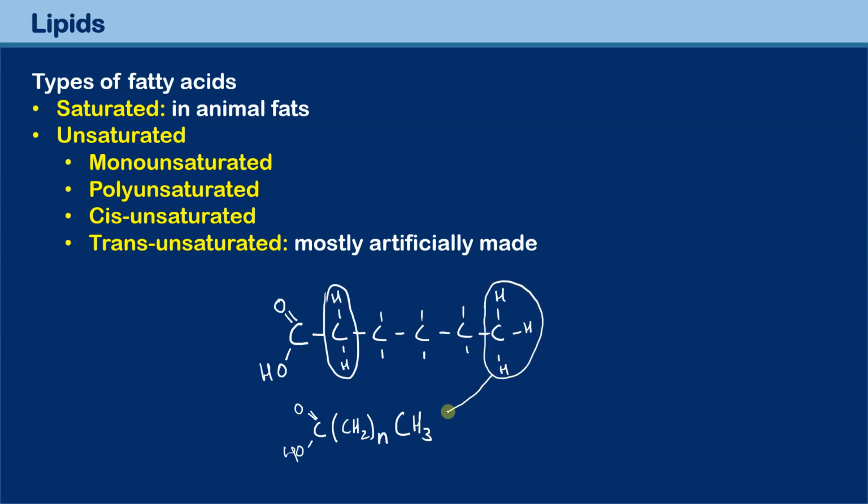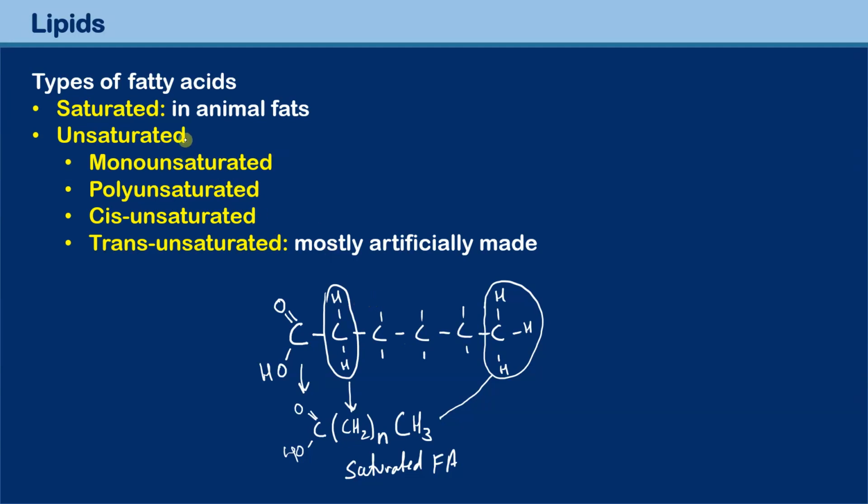So that is basically the CH3 over here. This is the CH2 over here. And this one is the COOH part. And this is basically the short way of writing a saturated fatty acid. Okay? That's pretty much it. That's the simplest form of fatty acid that we have.